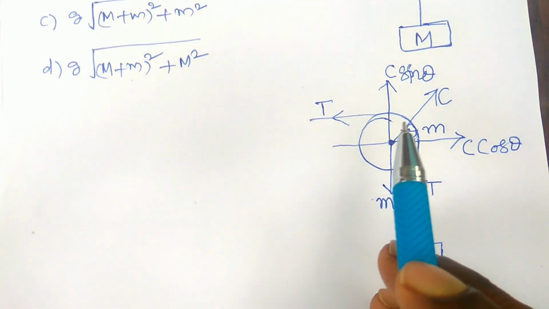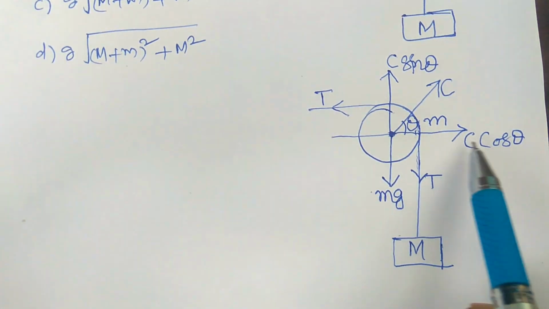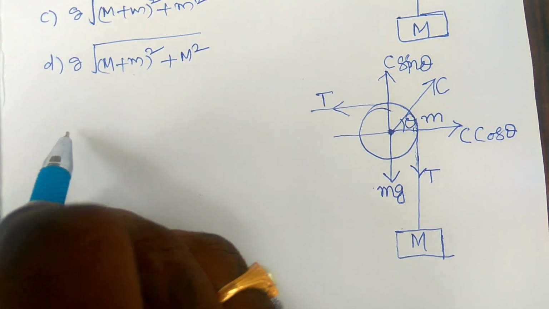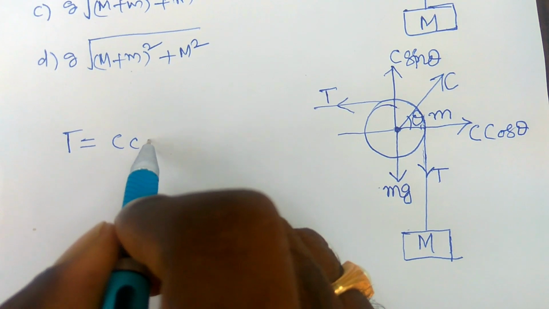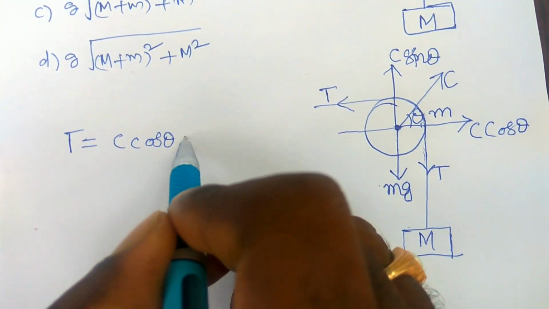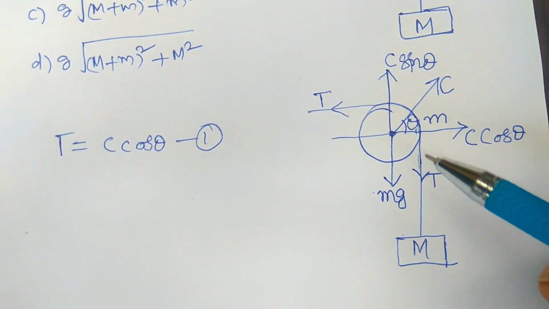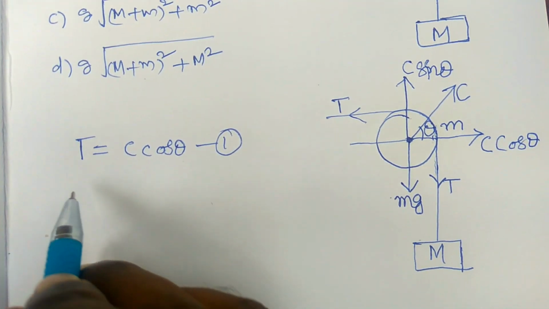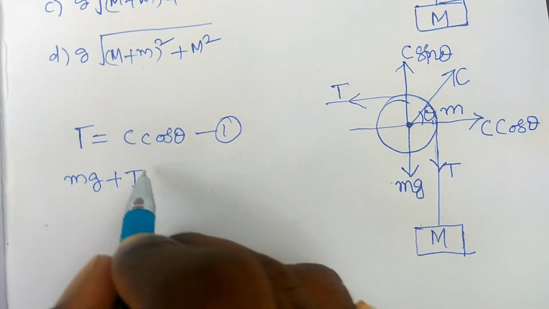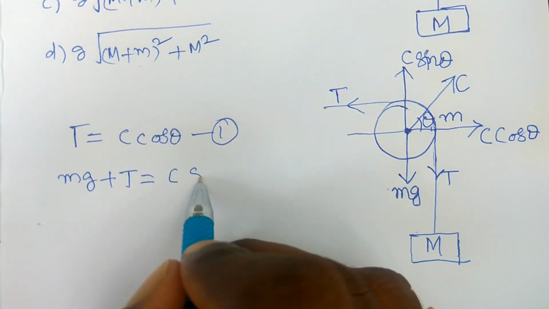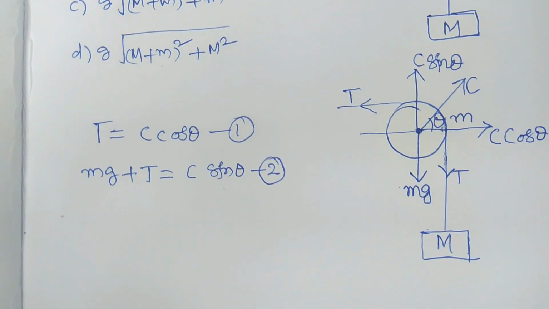Then we need to find the horizontal forces, which are T equals C cos theta. These are the horizontal forces. And the vertically acting forces are mg plus T, that is small mg plus capital T, equals C sin theta. This is equation 2. Right?